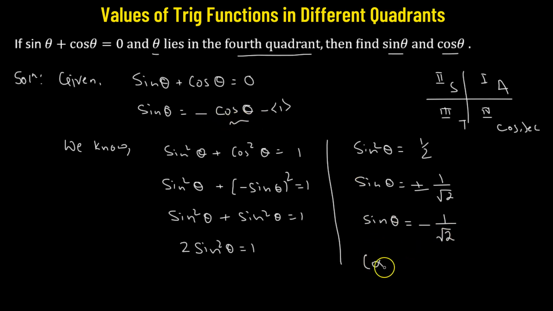So now that we have the value of sine theta, we can also obtain the value of cosine theta. Cosine theta is equal to negative of sine theta, which means cosine theta is going to be 1 over positive square root of 2. And it completely makes sense that cosine theta is a positive value because we are in the fourth quadrant where cosine is positive.